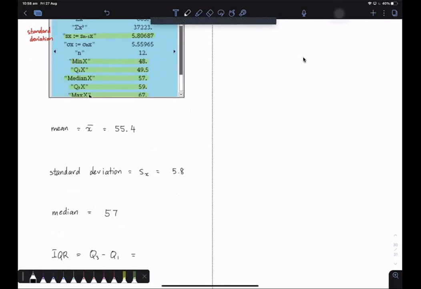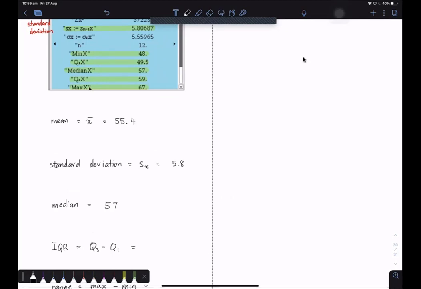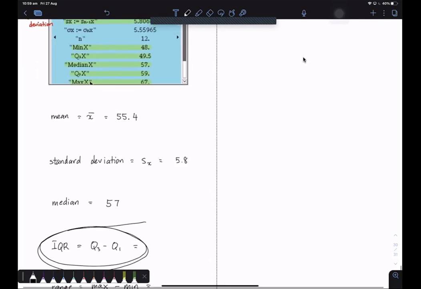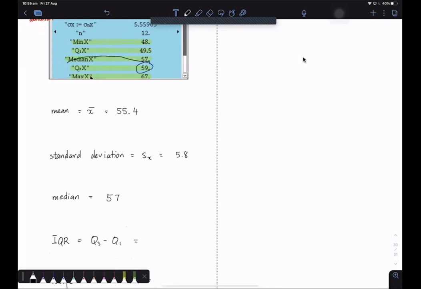Interquartile range. How do we calculate the interquartile range? Sorry, sir. How do you calculate the interquartile range? Aradi? Can you have a look at what I've got on the screen here? Or Adele? We're running out of time.